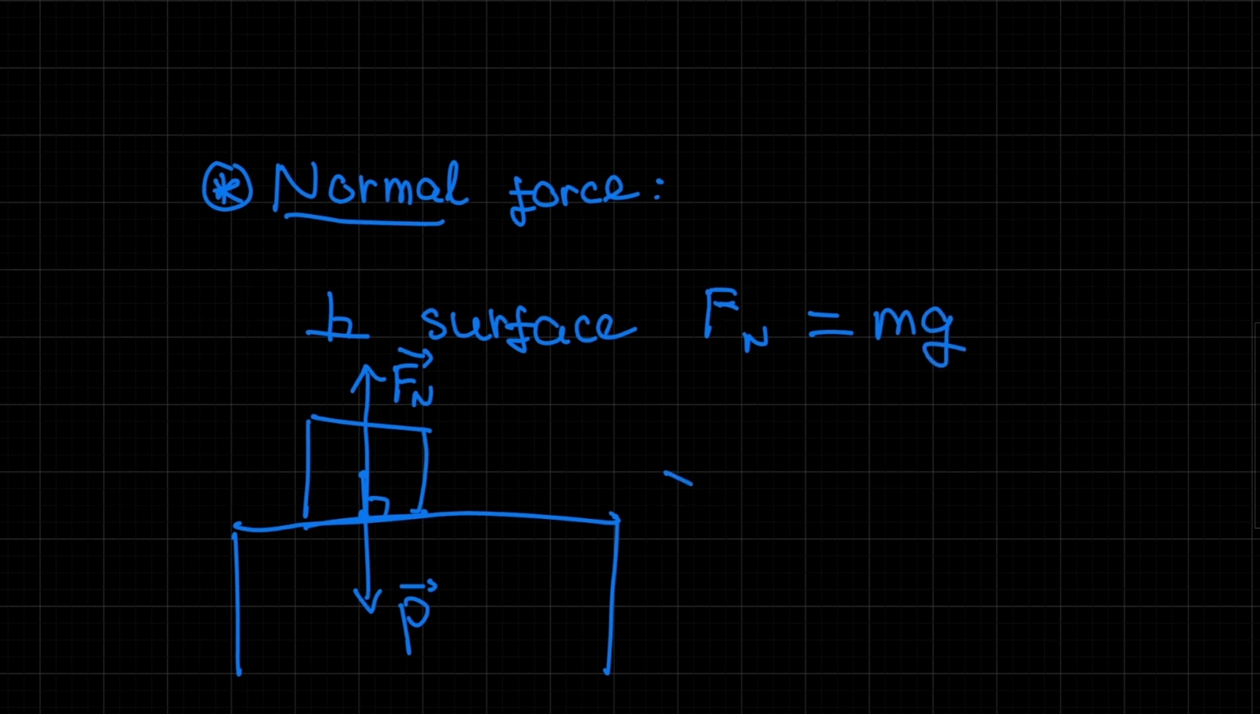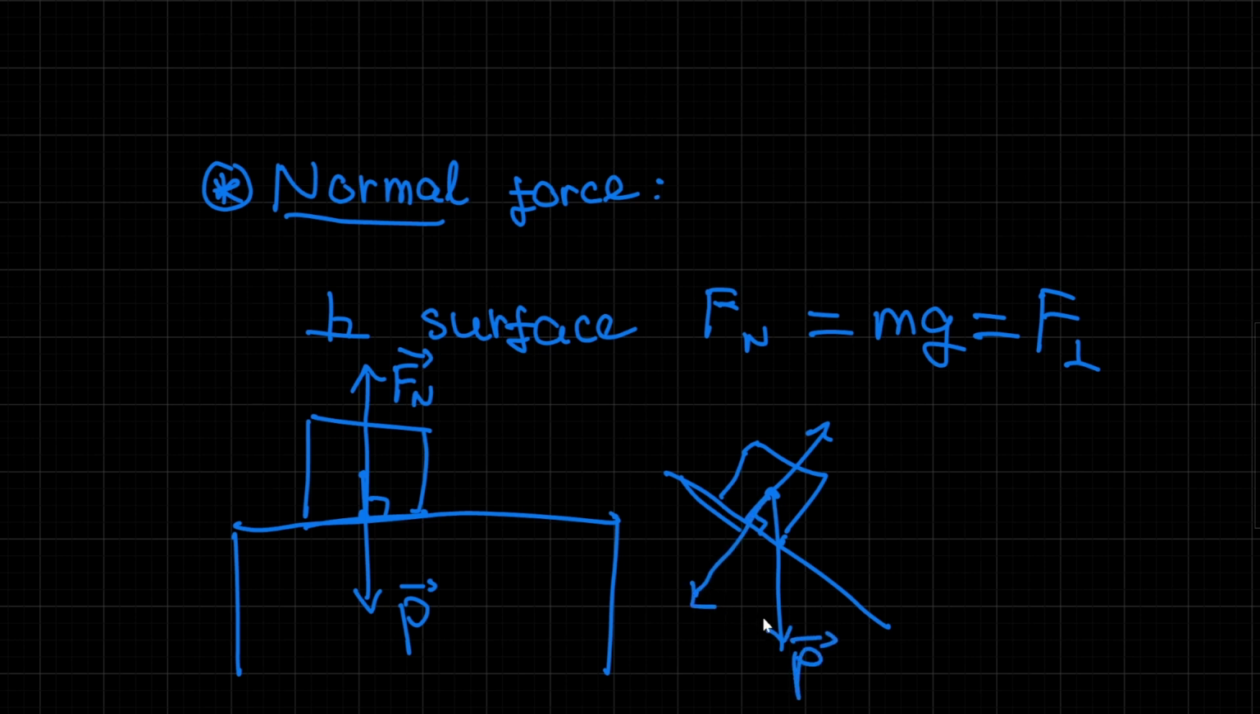And the surface can sometimes be inclined like this. Then the normal force is still perpendicular to the surface, but the value might not be mg. So you rather write this as balancing the other forces that are perpendicular to the surface. So here is the component of the gravitational pull.